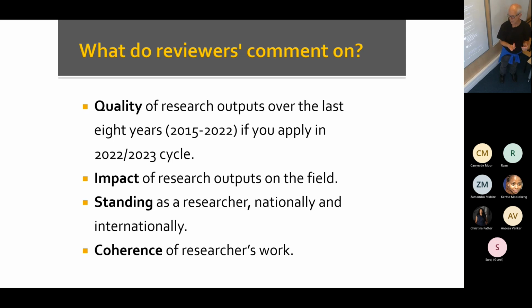And the NRF rating system has frequently been criticized for being very unsympathetic. And it's not that the system is unsympathetic, but reviewers, if you're in one committee, will be generally disciplinary specific. And they will look for certain things that are recognizable to them.